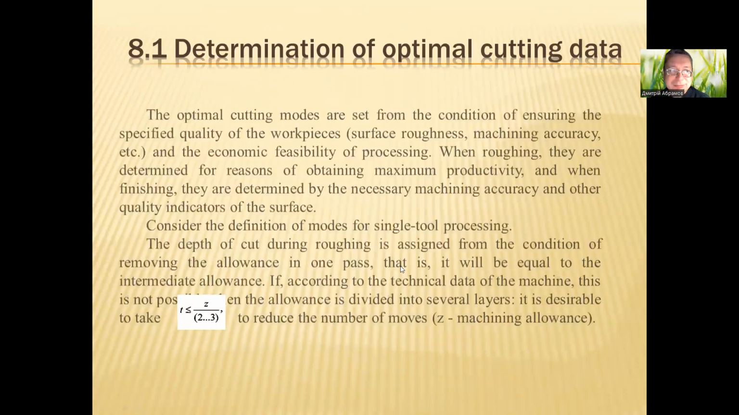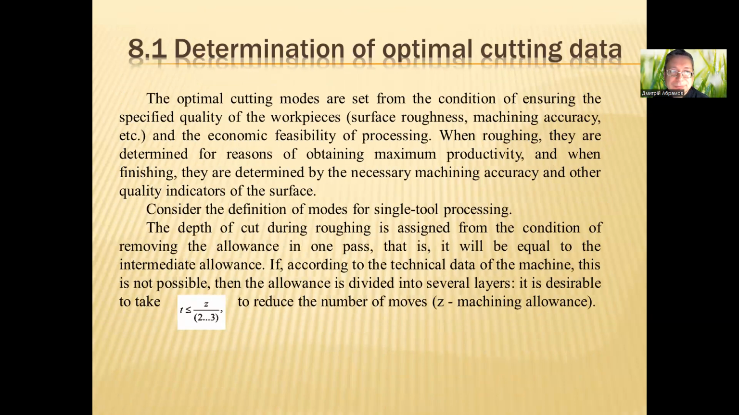And we start item 8.1, determination of optimal cutting data. The optimal cutting modes are set from the condition of ensuring the specific quality of the workpieces, surface roughness, machining accuracy, etc., and the economic feasibility of processing.